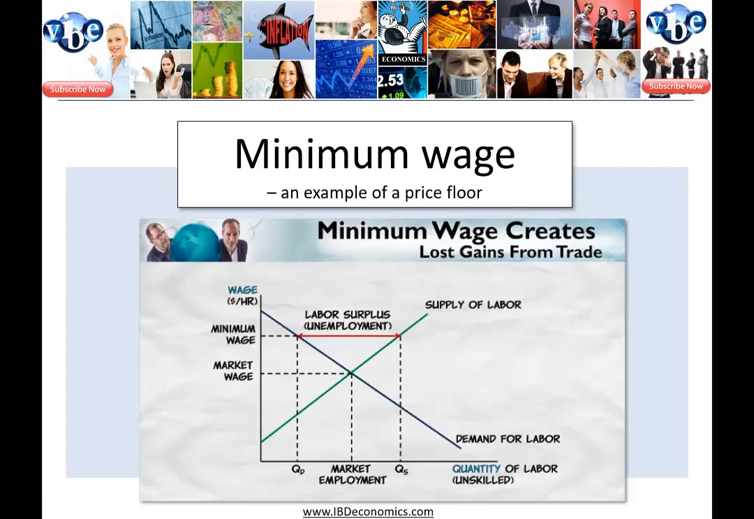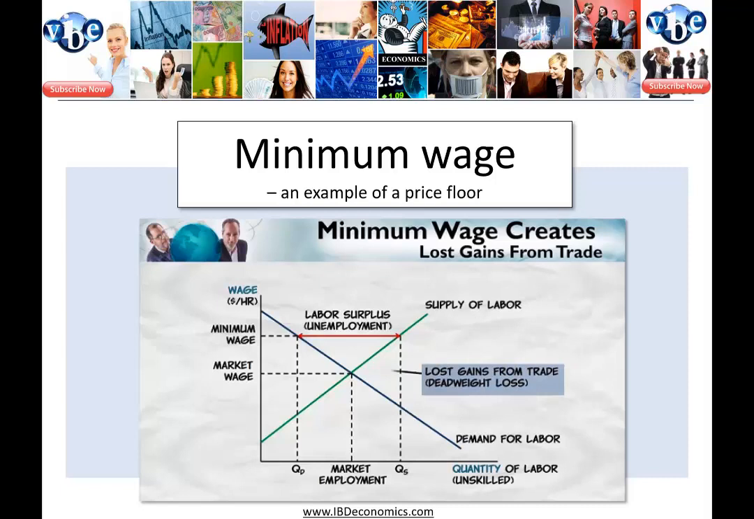Okay, let's also show that the minimum wage creates lost gains from trade. This ought to be very familiar by now. At the minimum wage, the quantity of labor demanded is given by QD. That is less than the quantity of labor which would be traded given the market wage, this market employment. Key point is that there are buyers of labor who are willing to buy labor at a price below the minimum wage, and there are suppliers of labor, workers, who are willing to work below the minimum wage.